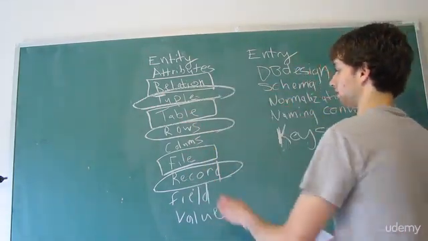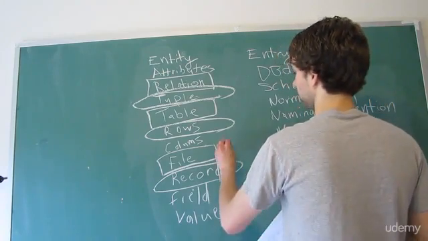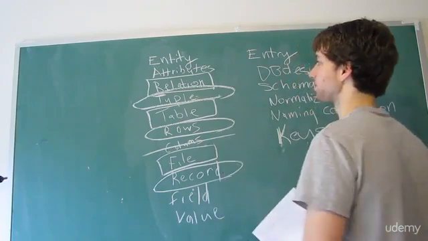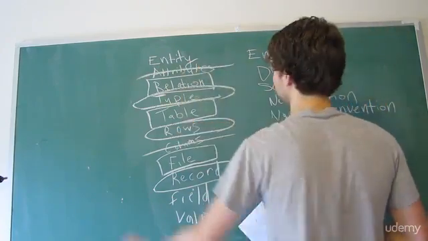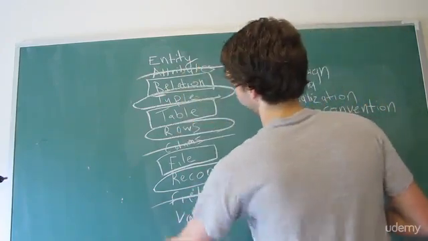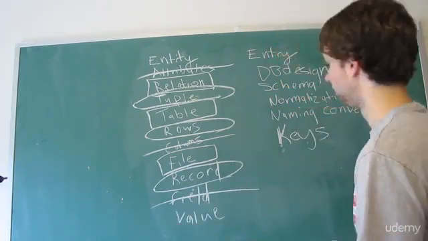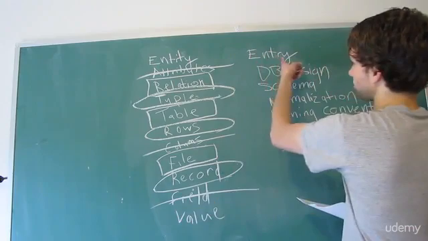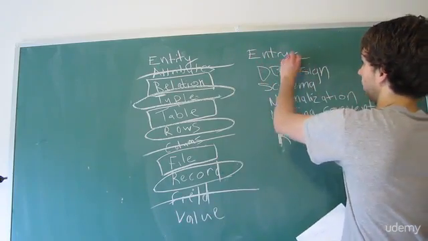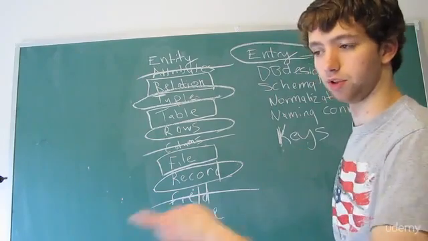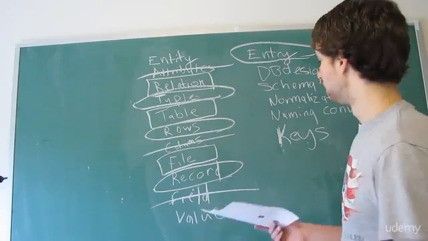And then let's cross them out. We have columns, and then we have attributes, and then we have a field. Those are all talking about a column in a table. And also entry, you can think of that as a row, because you enter data into the table and you get a new row.